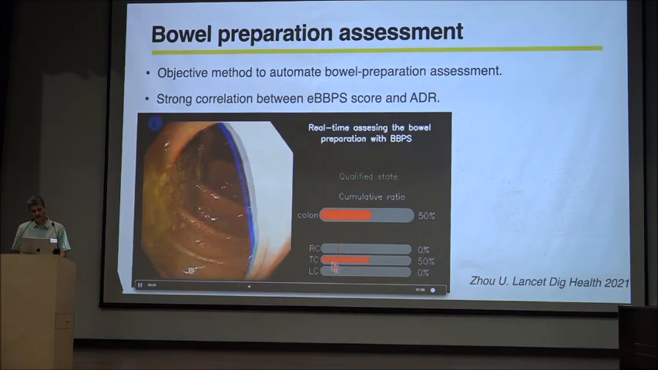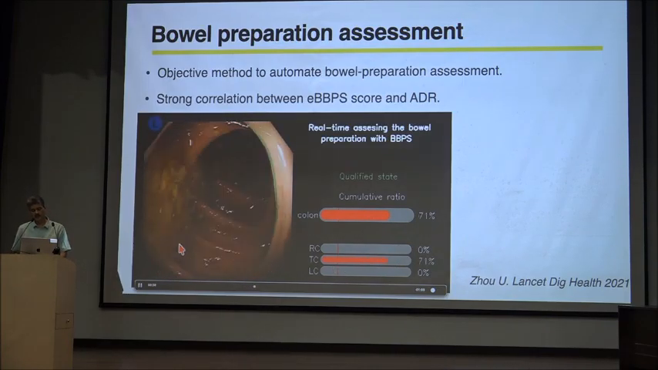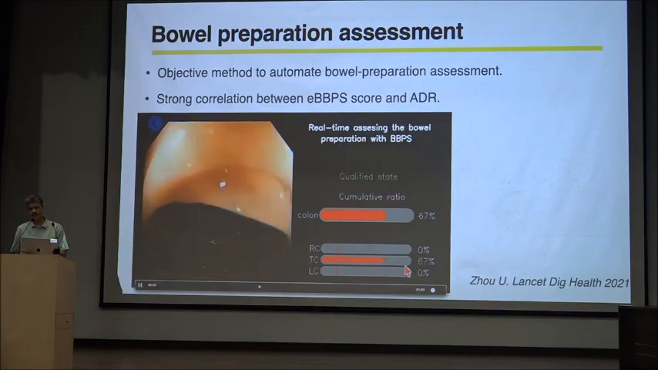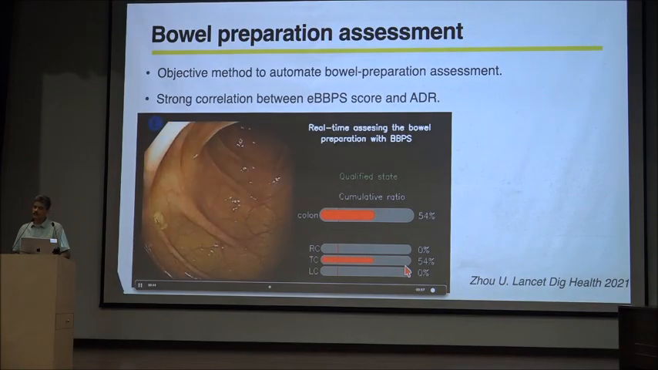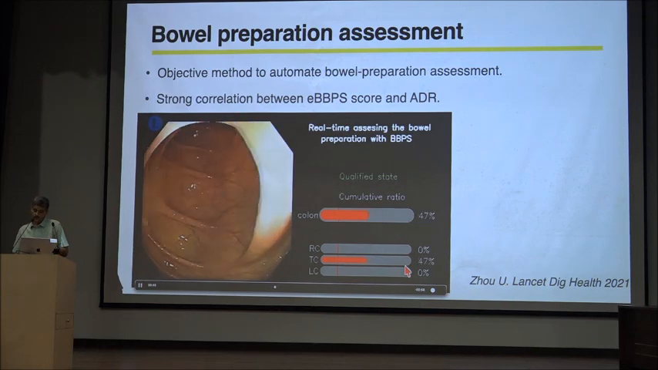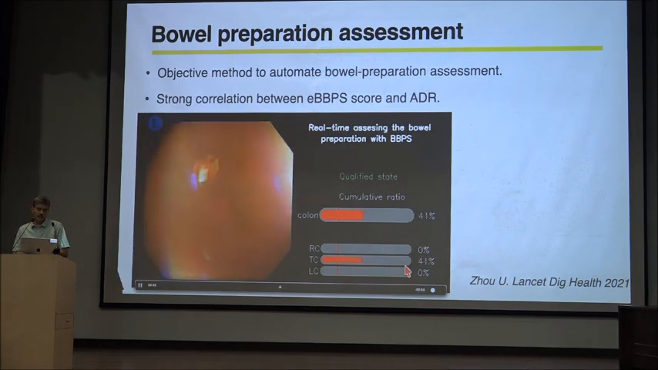So it is flagging that in the transverse colon, 75% of the area is obscured, and this can actually have a lot of consequences.